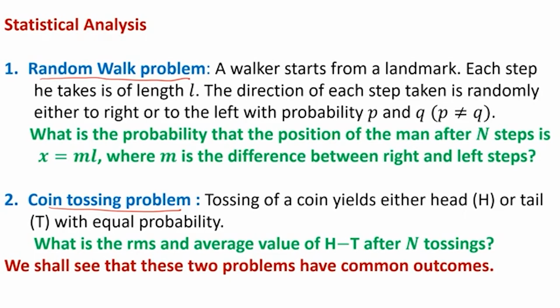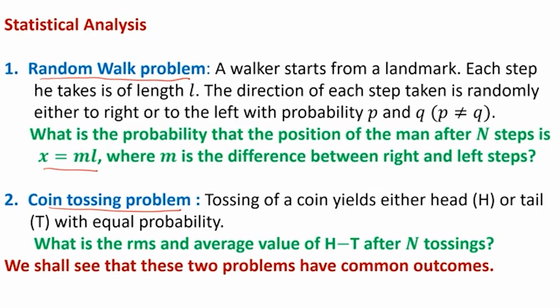We ask this question: what is the probability that the position of the man after n steps is x equal to mL? Where m is a number, and it denotes the difference between the right and the left steps taken by the man.